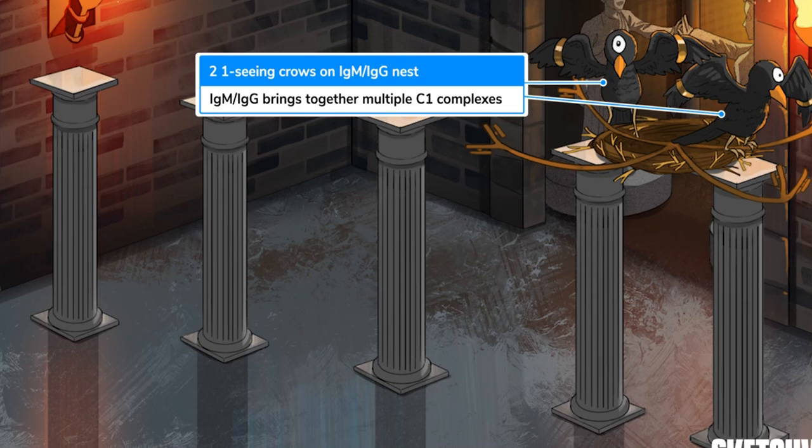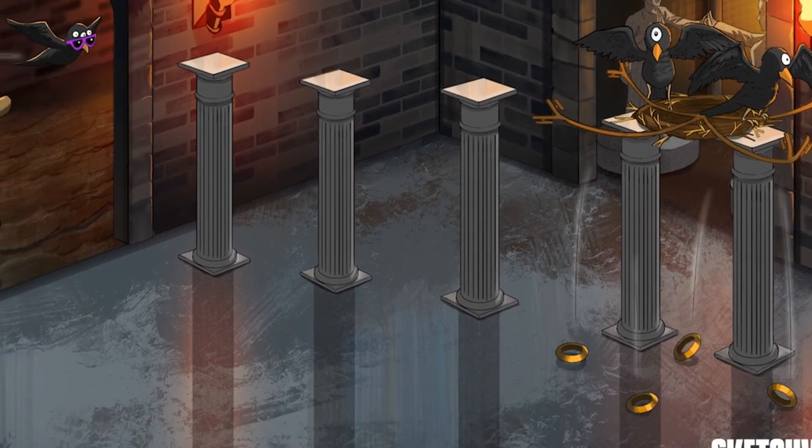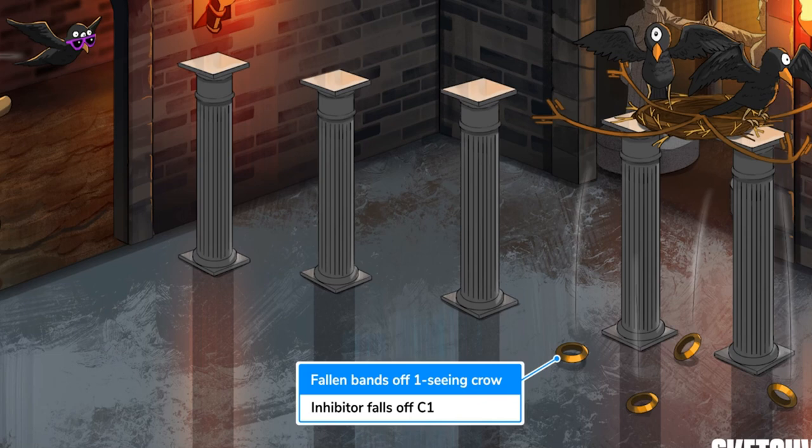So we'll have another one-seeing crow land on this IgM-shaped nest to really highlight that IgM is great at bringing together multiple C1 complexes. And what do you know? When 2 or more crows come together, that's when the fun starts. As you may have guessed, bringing together multiple C1s is the trick to ditching those inhibitor molecules. Fly, friends, be free.